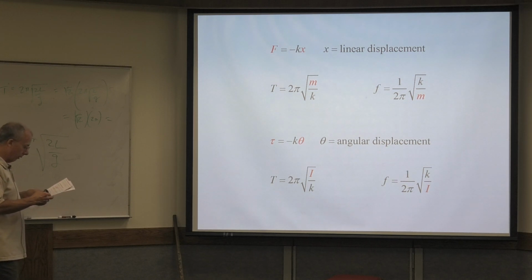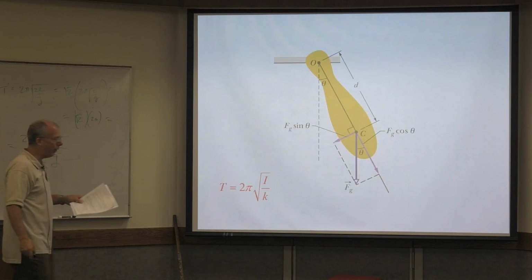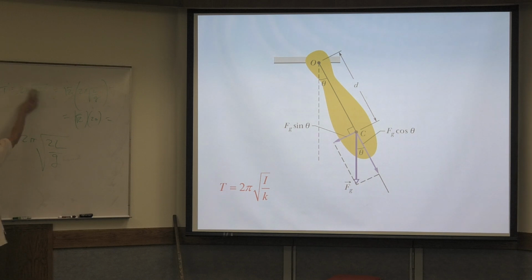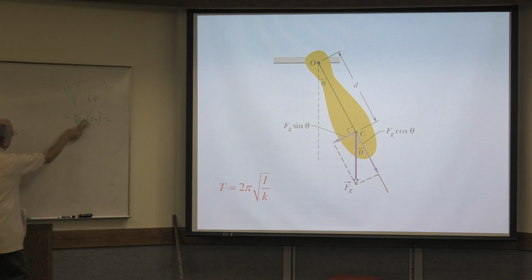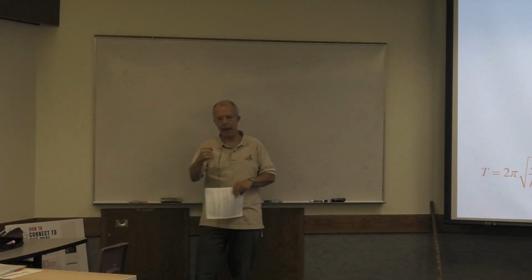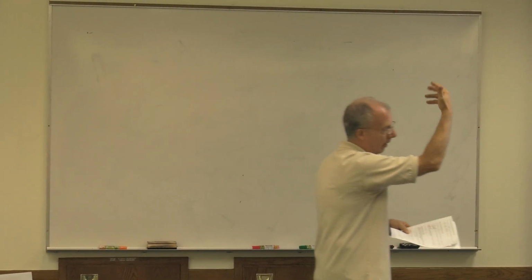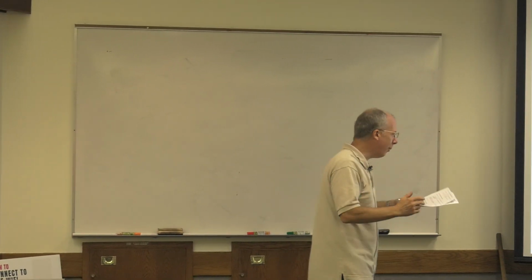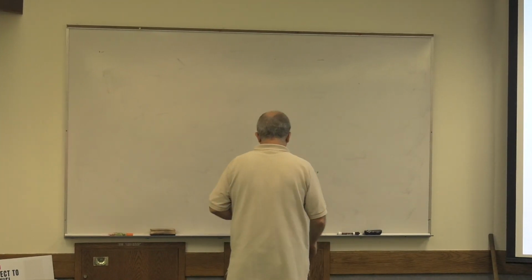Okay, wonderful. All right, so what do you say we do an example with this? So we don't have a string, right? It looks like a bowling ball. So this is called a physical pendulum. And of course, it's much more complicated, right? Because it's not just a mass on a string. It's like a bowling, not a bowling ball, a bowling pin. All right, let's do it.